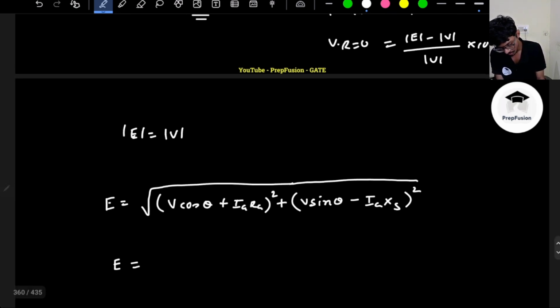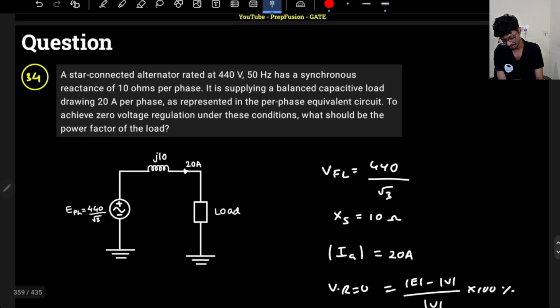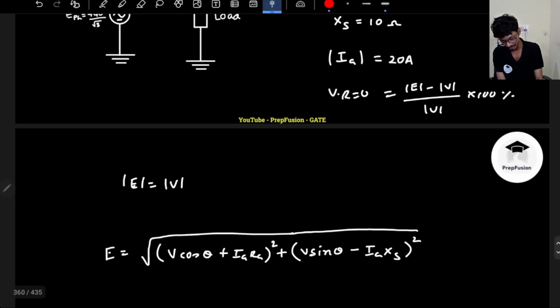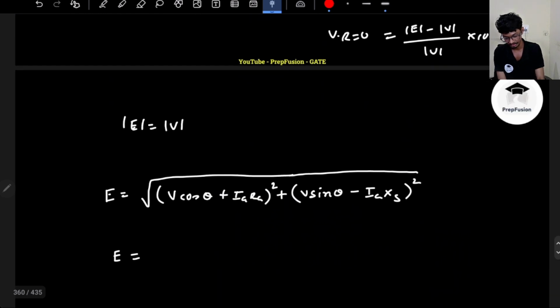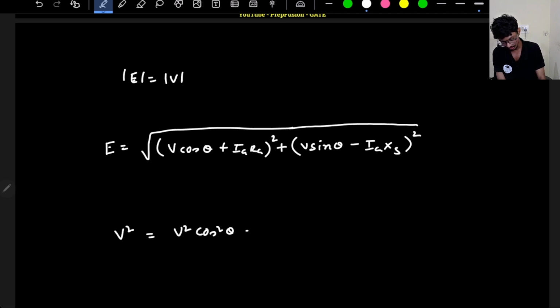I know magnitude of IA, RA is 0, and I know XS. Do I know theta? No, but that is what I have to find out, because they are asking what should be the power factor of the load. Magnitude of E is same as V, so this should be equal to V. I will square both sides. This will be V square, equal to V square cos square theta plus V square sin square theta minus 2 V IA sin theta into XS.